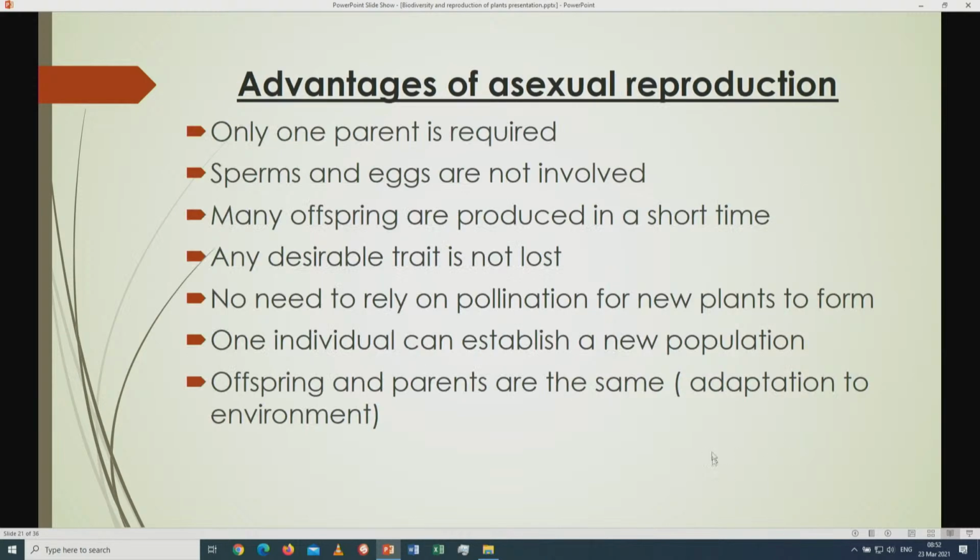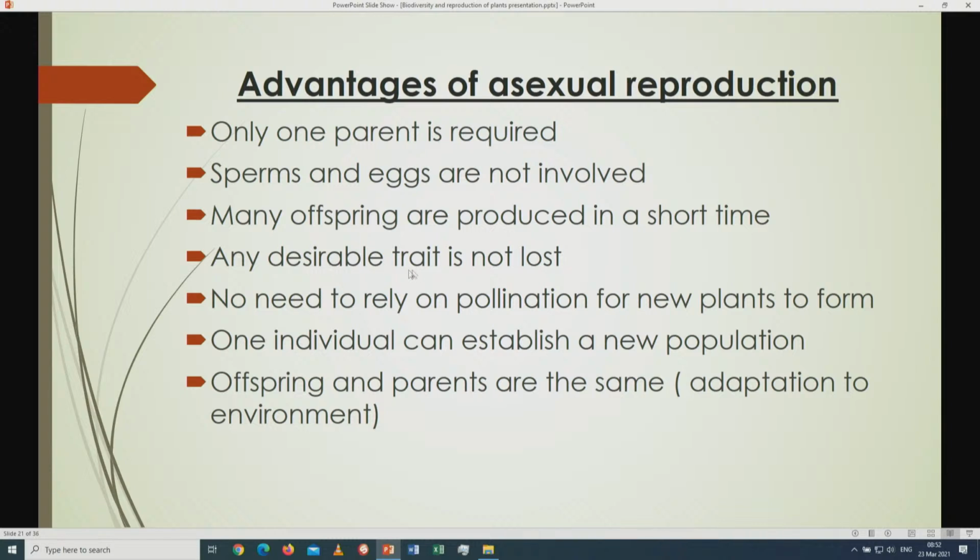So coming to the advantages of asexual reproduction, only one parent is required. Sperms and eggs are not involved. Many offspring are produced in a short time. An example is that one of a potato that you put in the soil. It produces many potato tubers which look exactly the same as the parent tuber potato.